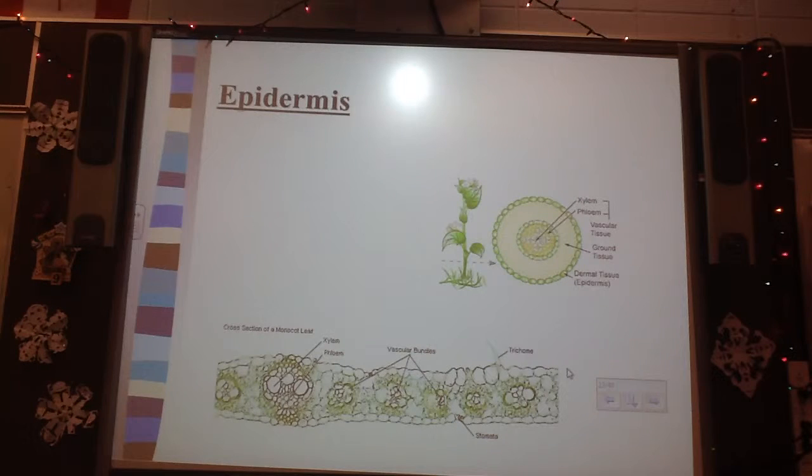So there is the epidermis. When you think of epidermis, what do you think of? A seizure? So our epidermis is our skin.